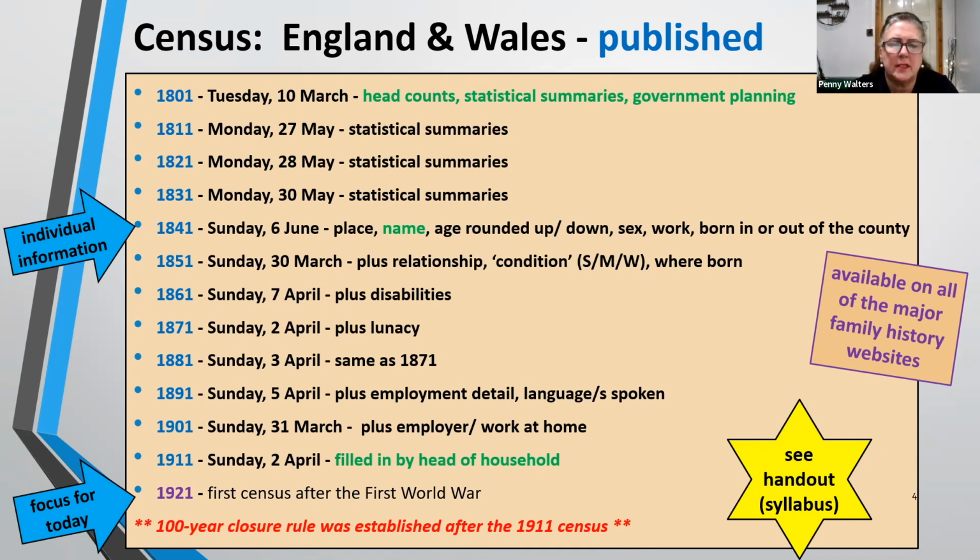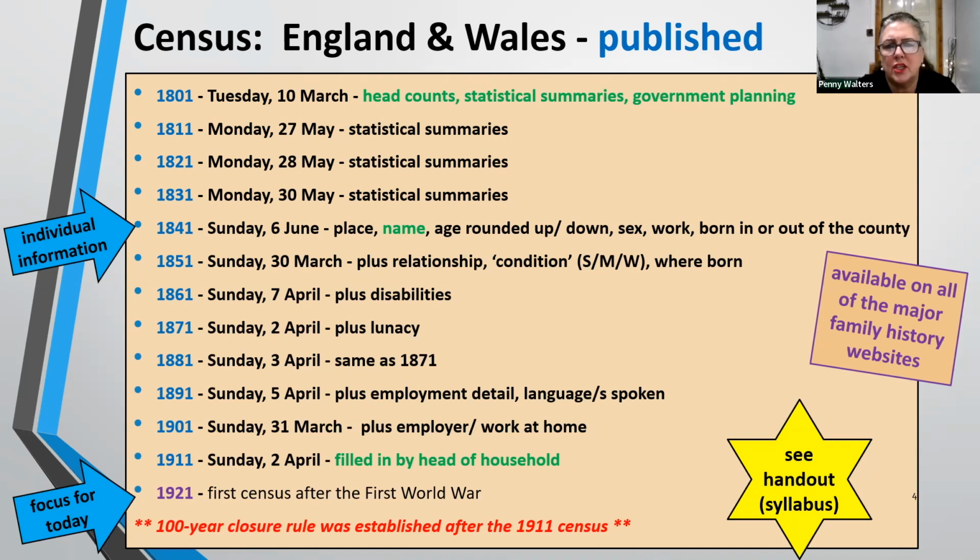So over the years, another layer of questions has got asked. So from 1841, we got names. Ages were rounded up or rounded down. So sometimes that can be a real eye-opener for people because they think they've got the wrong family, because in one census they're 24 and in the next one they're 40 when they should be 25, not 30. So sometimes the rounding up and down can make you doubt yourself when you're adding people. Your sex or gender, did you work, and were you born in or out of the county?